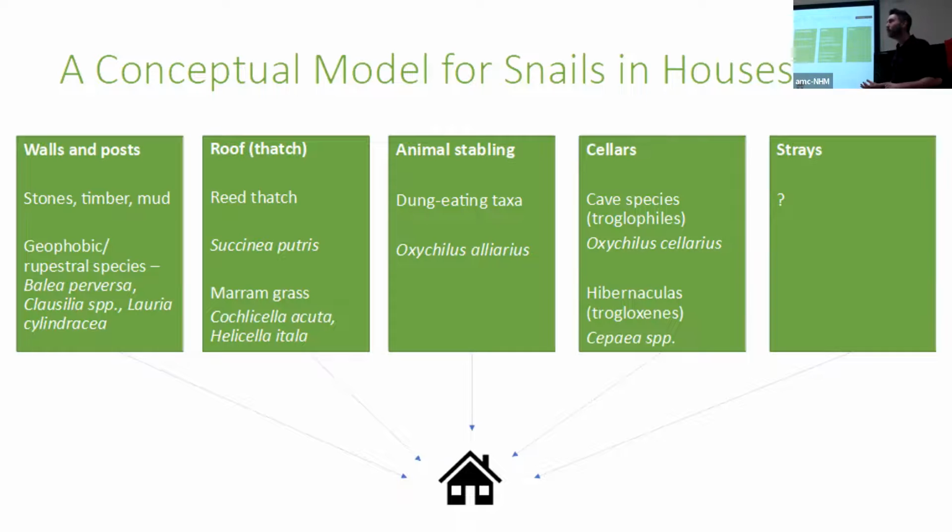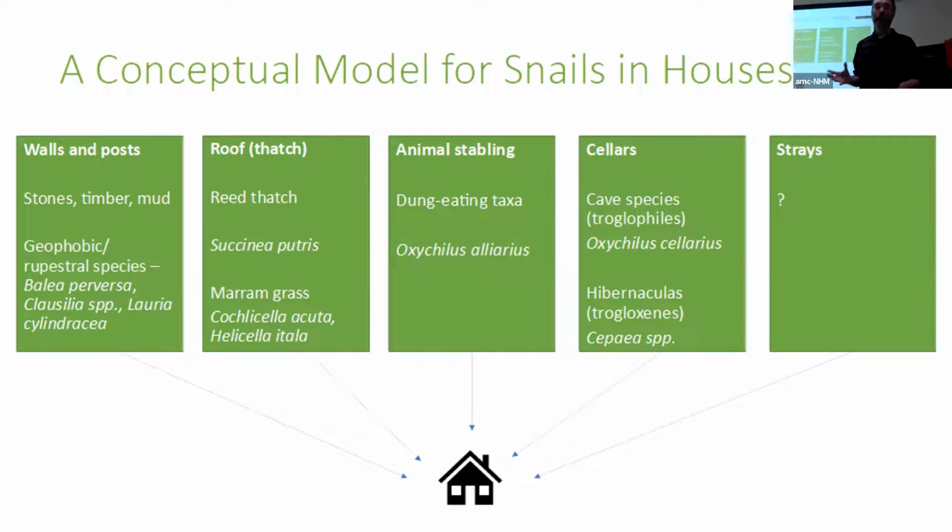So perhaps some rupestral or geophobic species might be associated with walls, with standing buildings. We can have species introduced through thatch used in roofing or in flooring material, or if there's animal stabling. So in the Western Isles, for example, Cladh Hallan, the Bronze Age roundhouses there, we have species associated with the loch margins beyond the houses.